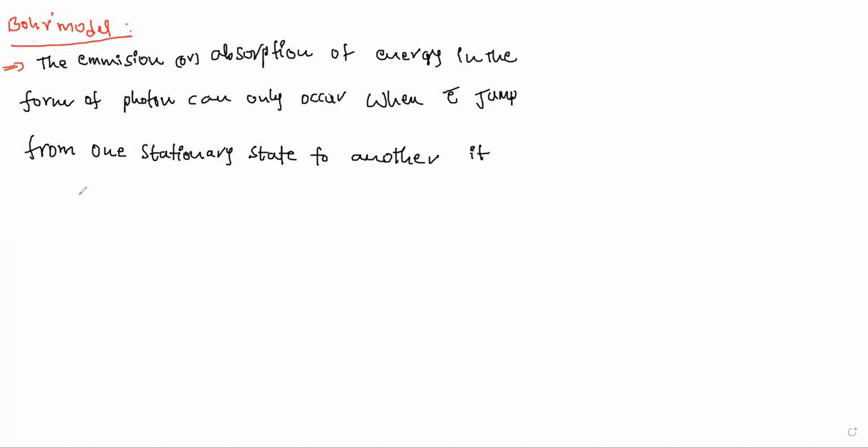For example, delta E, the total energy, equals the energy of the higher orbit minus the energy of the lower orbit. Just assume the higher orbit is N2 and the lower orbit is N1.